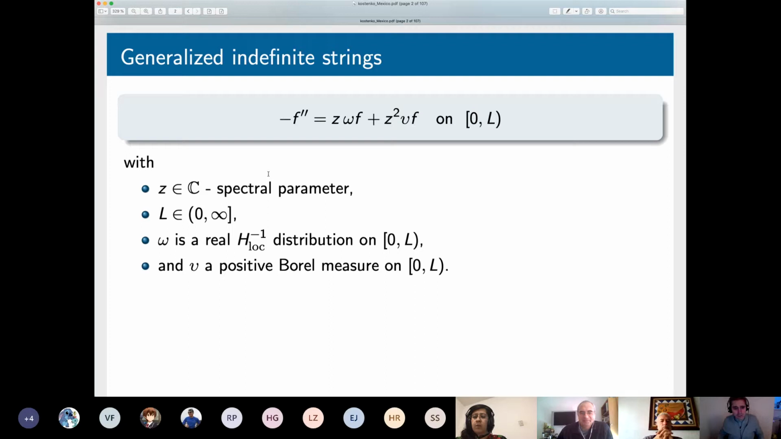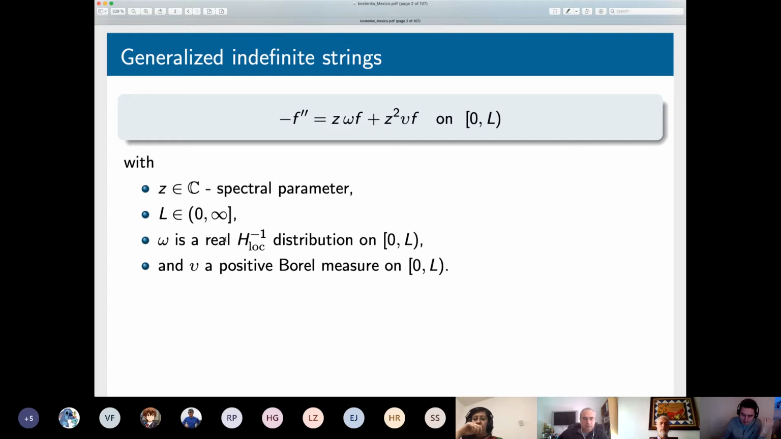Here is the spectral problem, which is quadratic in the spectral parameter. So z is a complex number, and it enters in a nonlinear way, but at most quadratic. L is just the length of the interval, a positive number. It can be infinite, of course, too. And the most important thing is, of course, the coefficients. Omega is a distribution. However, it's assumed that it's H minus 1 locally on 0, L. And v is supposed to be, and this is very important, a positive Borel measure. The distribution is real.